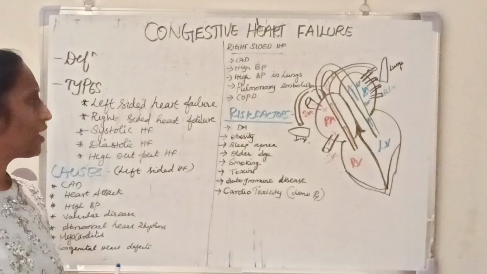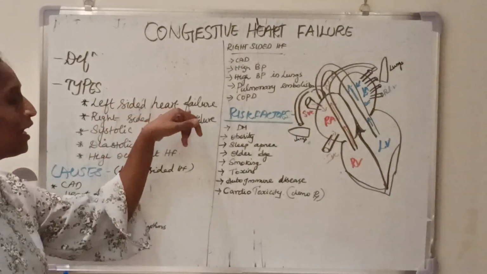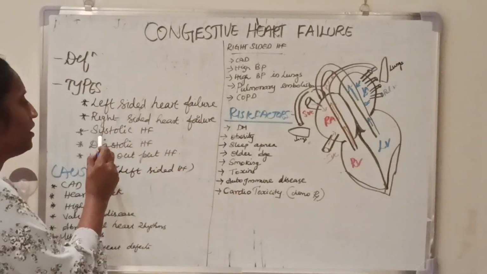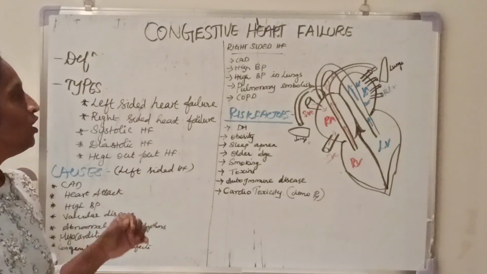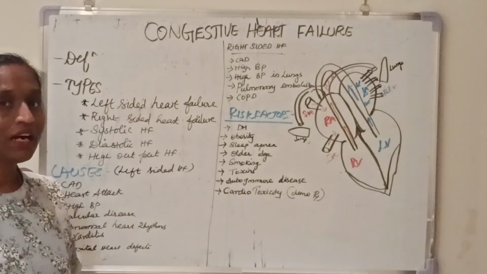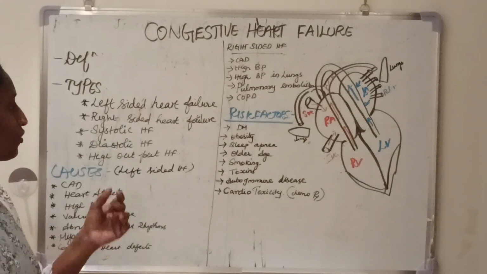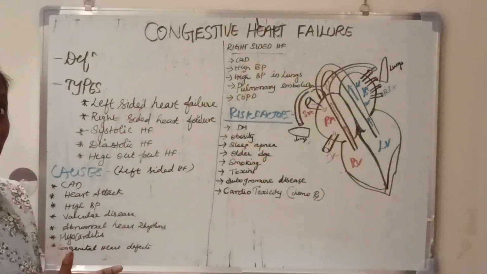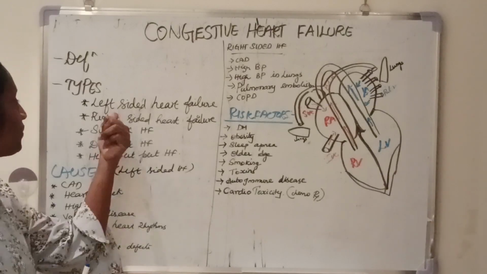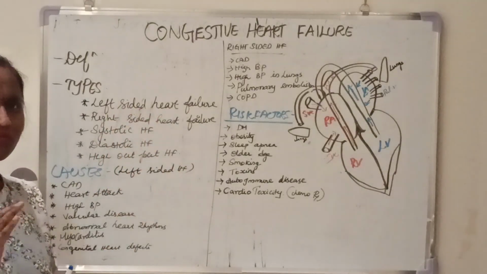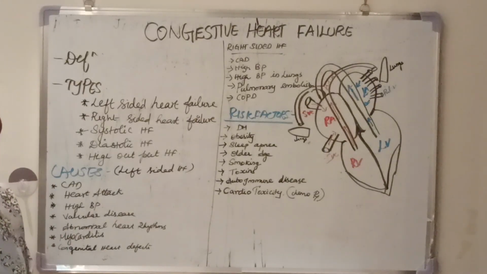In congestive cardiac failure, we have types. First is left-sided heart failure, right-sided heart failure, systolic heart failure, diastolic heart failure, and high output heart failure. From the name itself, you can know which part of the heart is affected or has the problem. Understand? The first one is left-sided heart failure, which means the left side of the heart is affected. So we call it left-sided heart failure.